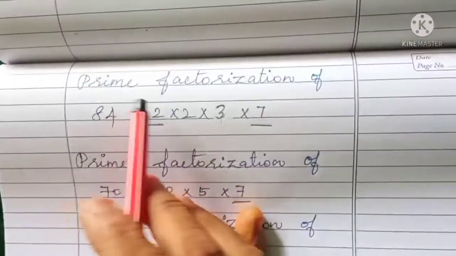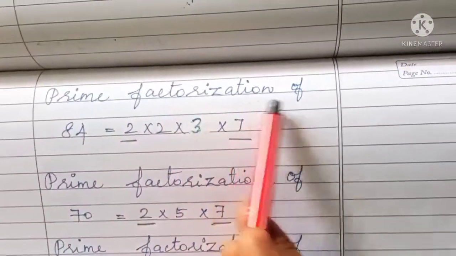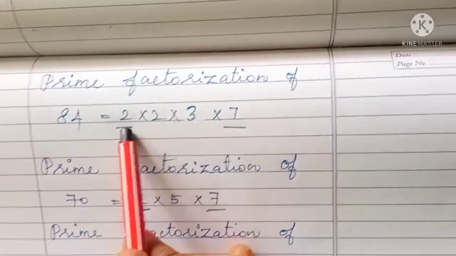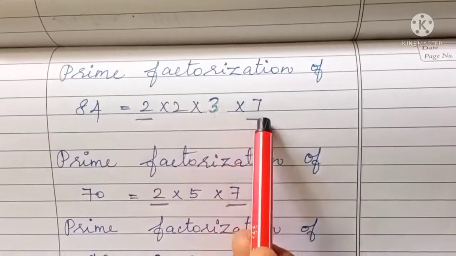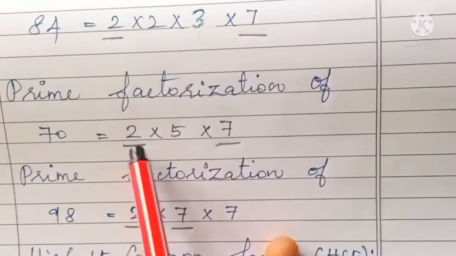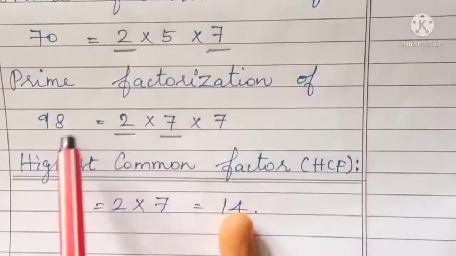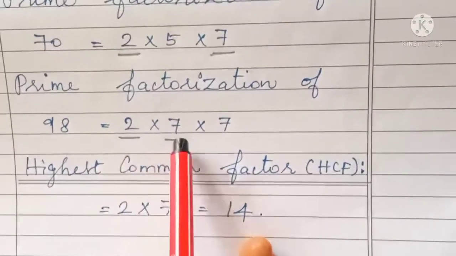So for each and every number, you have to write the prime factorization. Prime factorization of 84: 2 into 2 into 3 into 7. Next, prime factorization of 70: 2 into 5 into 7. Next, prime factorization of 98: 2 into 7 into 7.